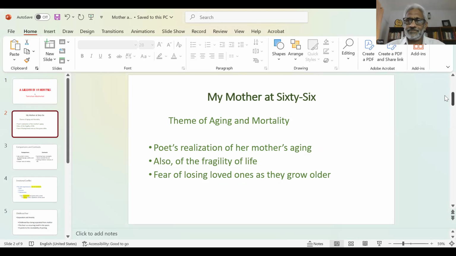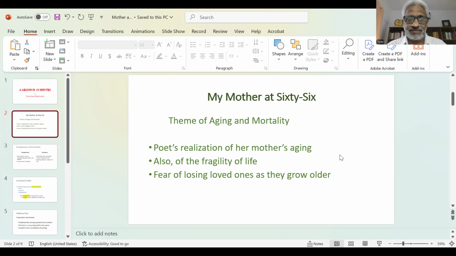The theme of the poem is aging and mortality. The poet is going to tell us about her aging mother. 66 is her age, but she looks much older than that. She looks as old as 66 is what the poet is saying. But the poet is telling us that her mother is about to die, mortality. The theme of the poem is that, aging and mortality.